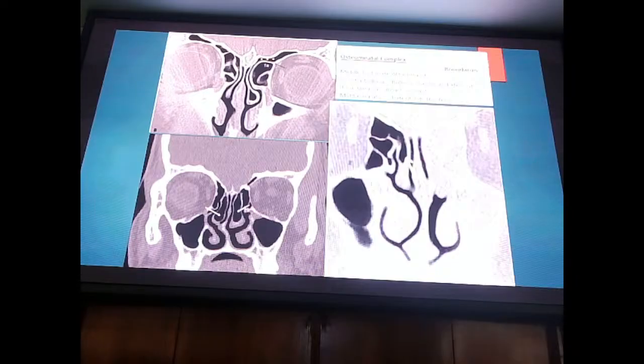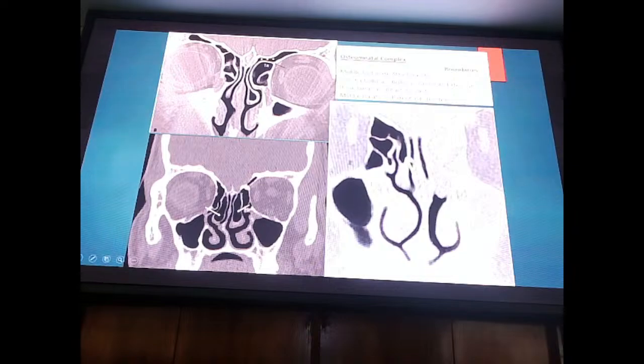You have bulbous variety, lamellar variety, and extensive variety. Bulbous variety is when the lower part of the middle turbinate is pneumatized. This is the simplest variety to deal with because you just take a scissor, horizontally cut the turbinate, and it will come off. So you don't have to waste your breath too much.